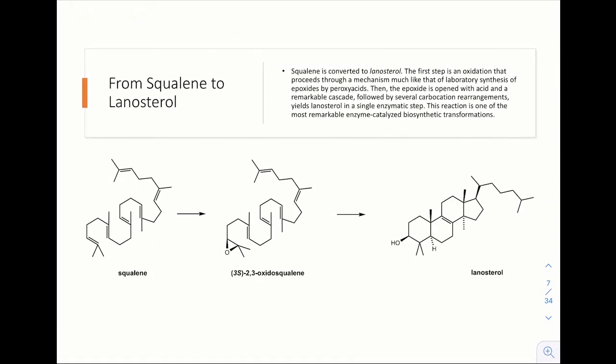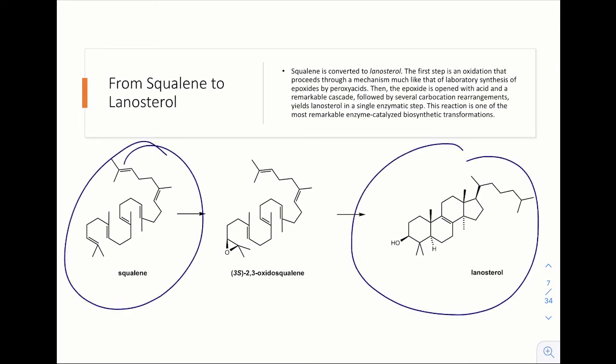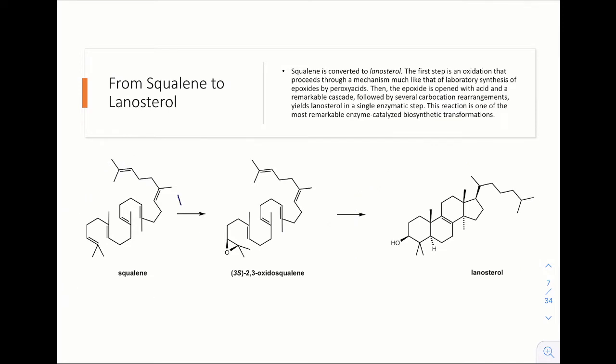So again, today we're going to focus on the conversion of squalene to lanosterol. Amazingly, this transformation actually takes place in two enzymatic steps. One enzyme converts squalene into 2,3-oxidosqualene as a single enantiomer. So this is the 3 position. There's the stereogenic center. And then a second enzyme converts the 2,3-oxidosqualene into lanosterol. Obviously not in a single chemical reaction, but in a series of chemical reactions that take place in that same enzyme.